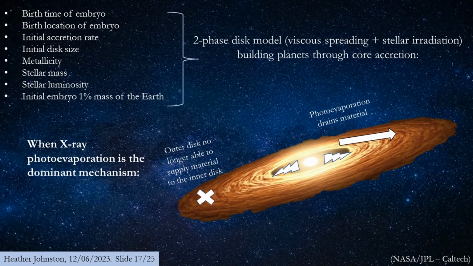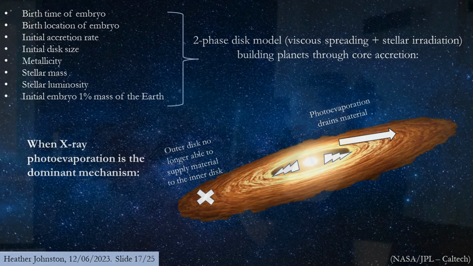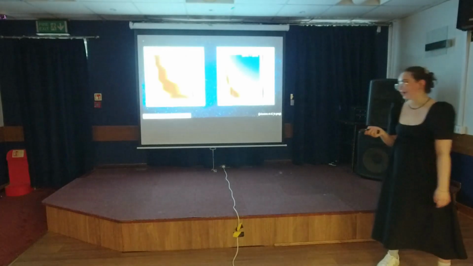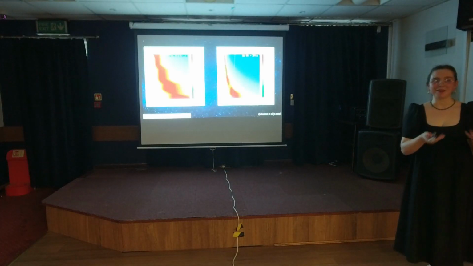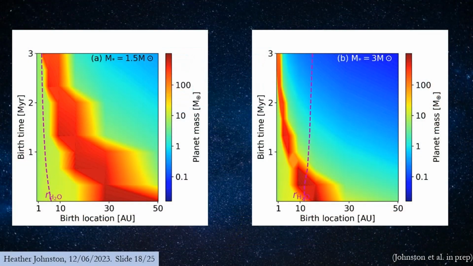These are a bit more of what my results look like, okay? I will do my best to explain. If you have any questions, please feel free to shout out. On the left-hand side, we have a star of around 1.5 solar masses. This one is around 3 solar masses. On the x-axis we have the birth location of the planet, on the y-axis we have the birth time of the planet, and the colour refers to the planet mass.